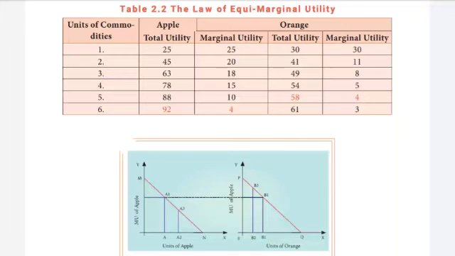Illustration. This law can be illustrated with the help of Table 2.2. Let us assume that the consumer has a given income of rupees 11. He wants to spend this entire income, that is 11 rupees, on apples and oranges. The price of an apple and the price of an orange is rupee 1 each. If the consumer wants to attain maximum utility, he should buy 6 units of apple and 5 units of oranges, so that he can get 92 plus 58, which is equal to 150 units. No other combination of apples and oranges can give higher than 150 utils.